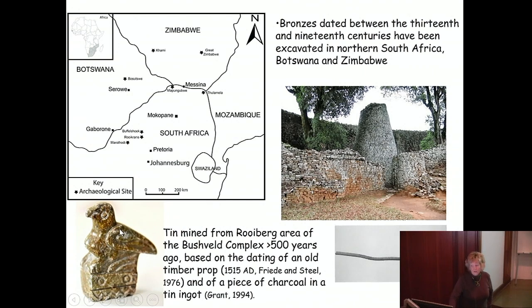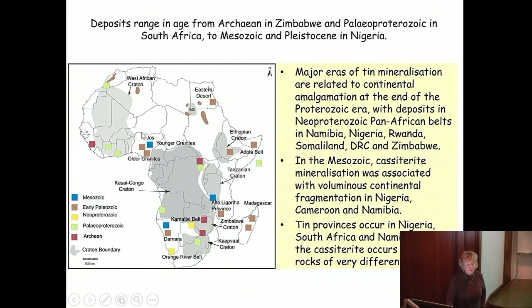Coming to South Africa, bronzes have been dated between the 13th and 19th century in northern part of South Africa into Botswana and Zimbabwe. And tin has been mined from the Rooiberg area of the Bushveld complex dating back over 500 years. So that's the sort of the history of tin. Now let's look into where tin is in Africa and move on to the unifying model.